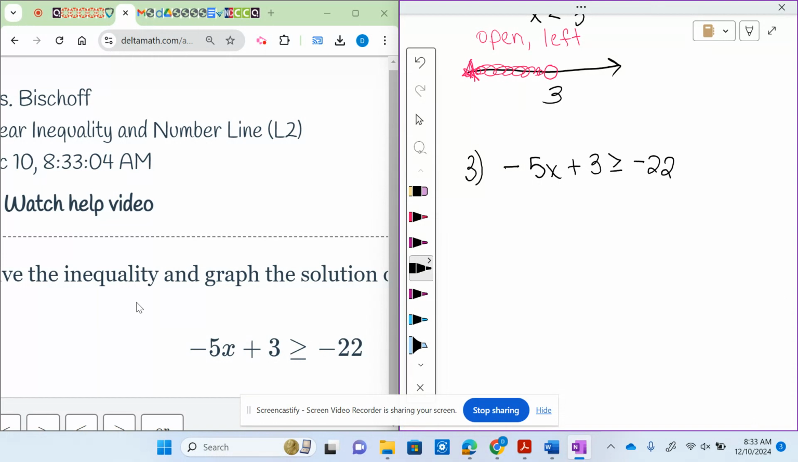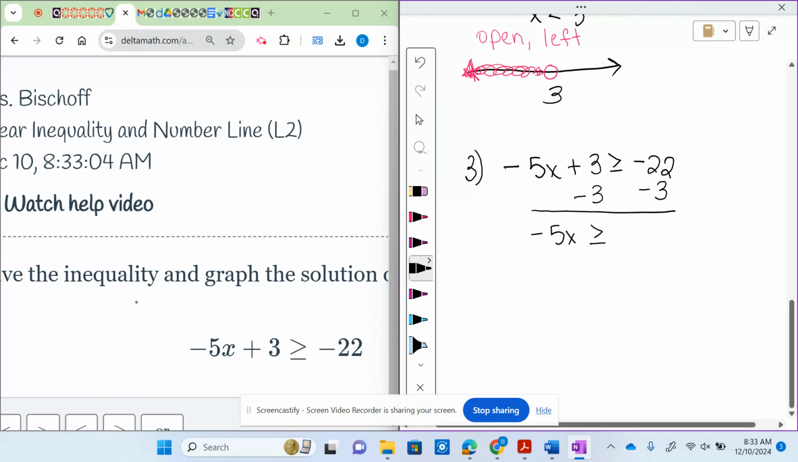Help out, Ariana. Subtract 3 from both sides. So that gives me negative 5x is greater than or equal to, the signs are the same, add the numbers together and keep the sign. 22 and 3 give me 25, so this is negative 25.